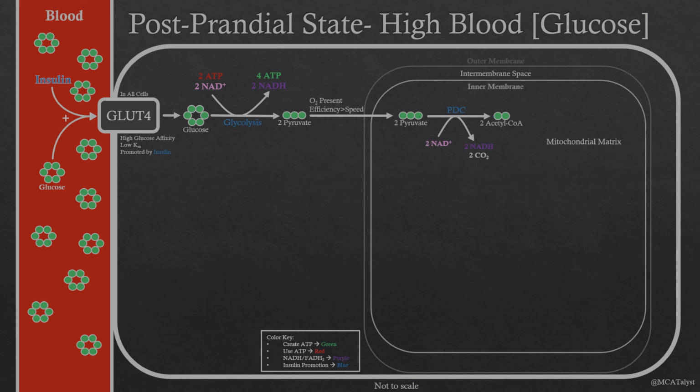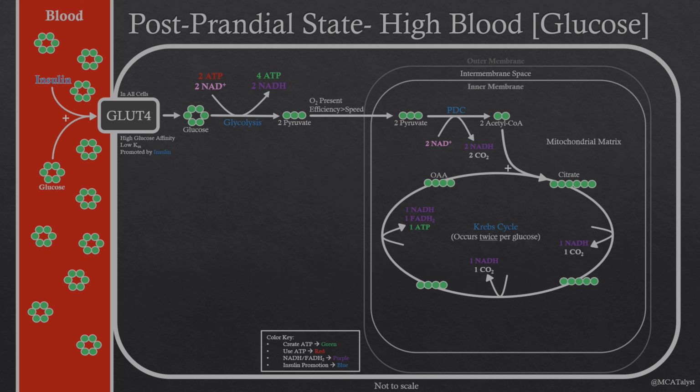Once we form this acetyl-CoA, we're going to combine it with a molecule called oxaloacetate to form citrate, which will thus allow us to send it through the citric acid cycle or the Krebs cycle. As a reminder, since glucose is a 6-carbon molecule that produces 2 pyruvate, and those 2 pyruvate are going to become 2 acetyl-CoA, we're essentially running the PDC and the Krebs cycle twice per glucose. So you'll just want to double all of those products in the Krebs cycle, since the Krebs cycle is happening twice, since we have 2 acetyl-CoA.